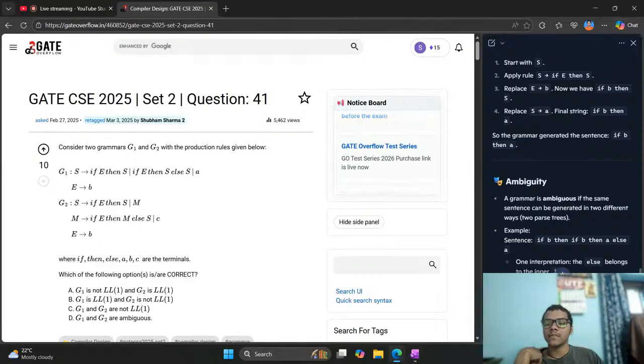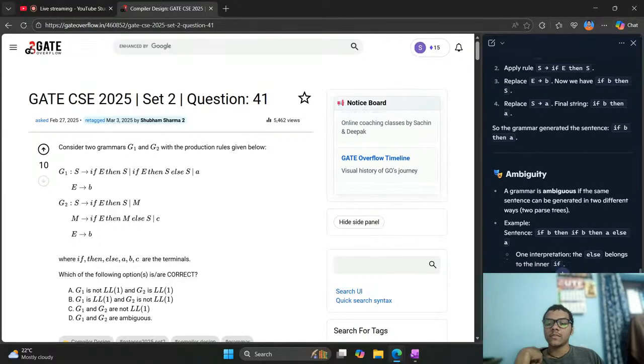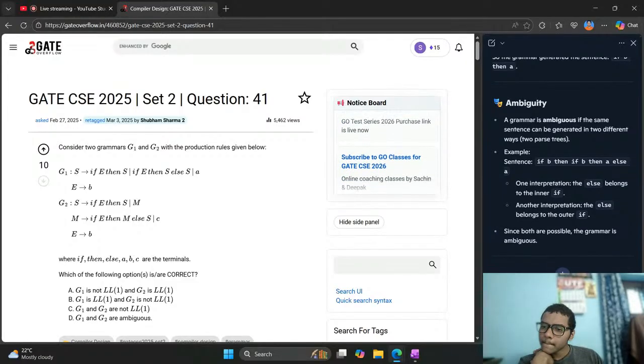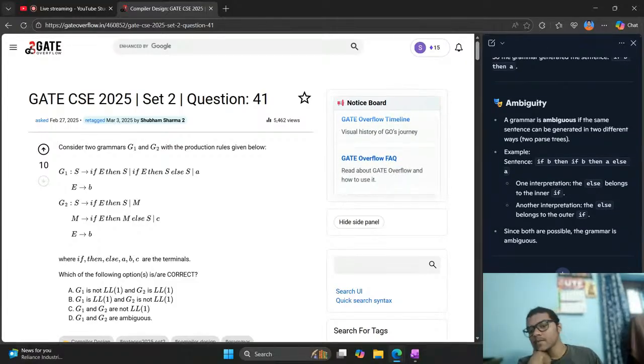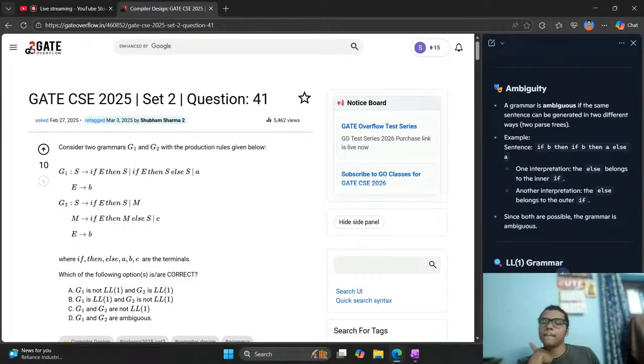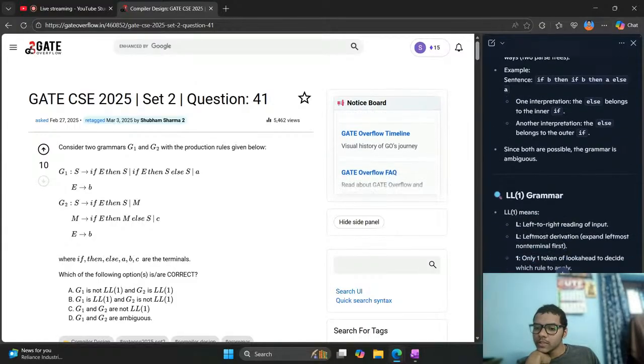A grammar is ambiguous if the same sentence can be generated in two different ways. Consider: if B then if B then A else A. It's like an indentation problem. Since both parses are possible, the grammar is ambiguous.